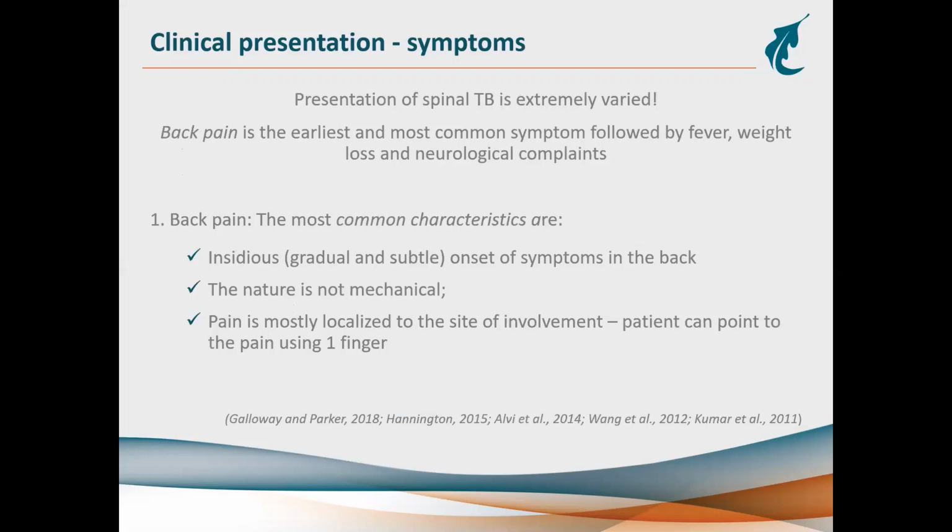So the clinical presentation. If we look at the symptoms, the presentation of the symptoms is extremely varied, and that's why it's very difficult to pinpoint this early. The average duration of any symptom until seeking help or diagnosis is usually 3 to 4 months. And it is important, therefore, for the clinician to obtain a thorough history and identify the symptoms and associated factors that are indicative of spinal TB.